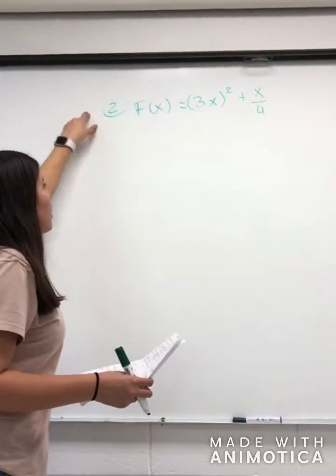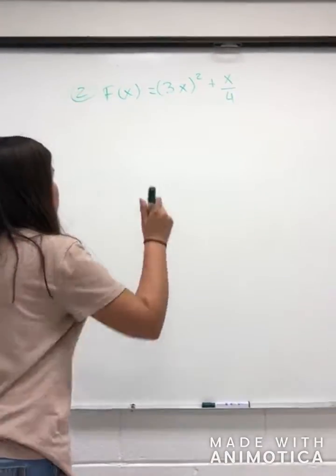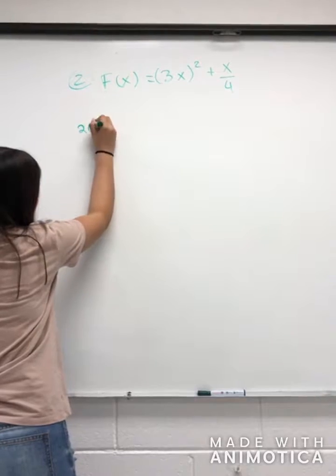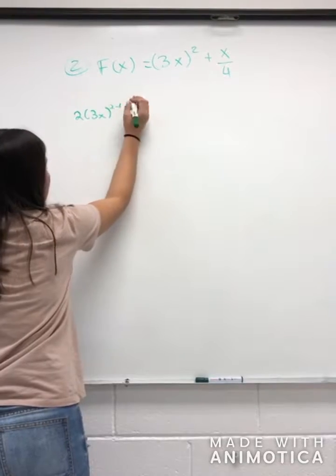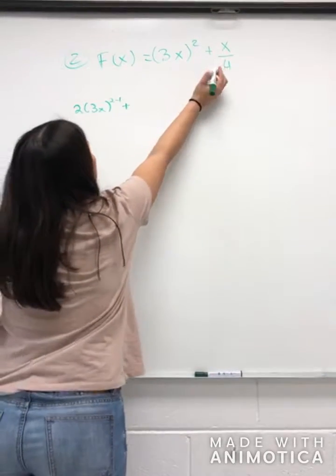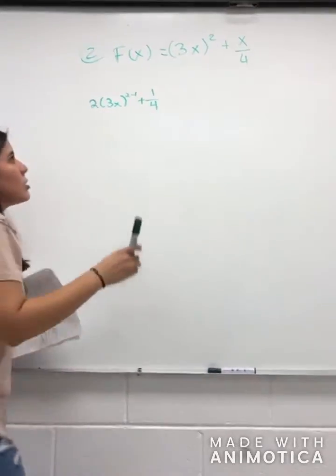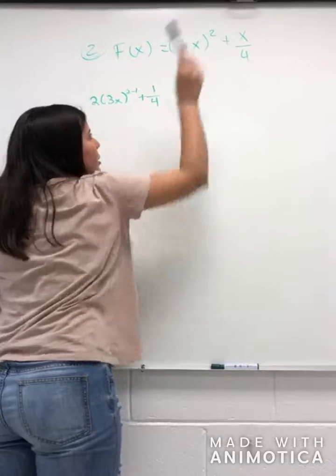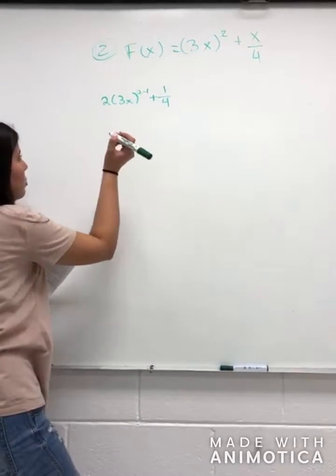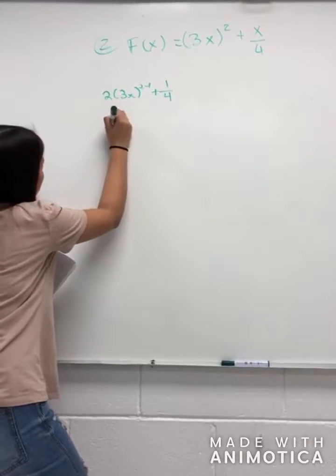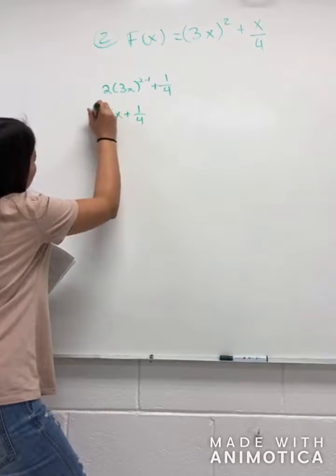This is problem number 2, and in this equation we need to derive the whole problem. The first step is to pass the 2, multiply by the 3x, and subtract 1 from the 2. Then we need to derive this one, and it's 1 over 4, because the x doesn't have any number here, so we need to put 1. Then we need to multiply this one and plus 1 over 4, and this is the answer.